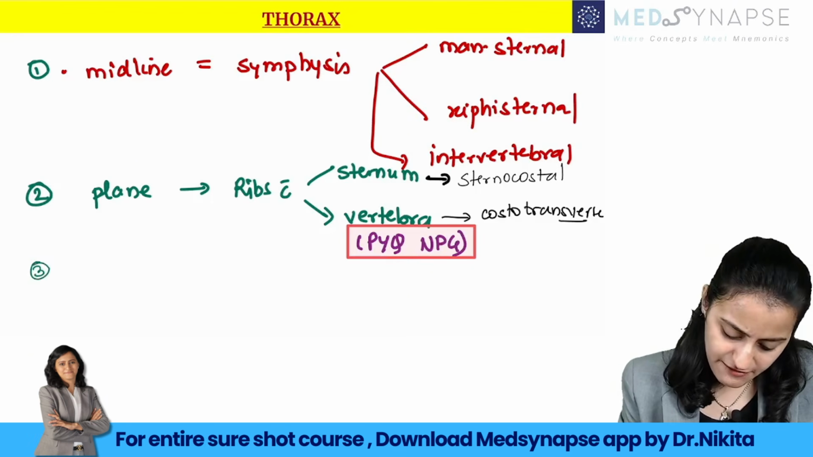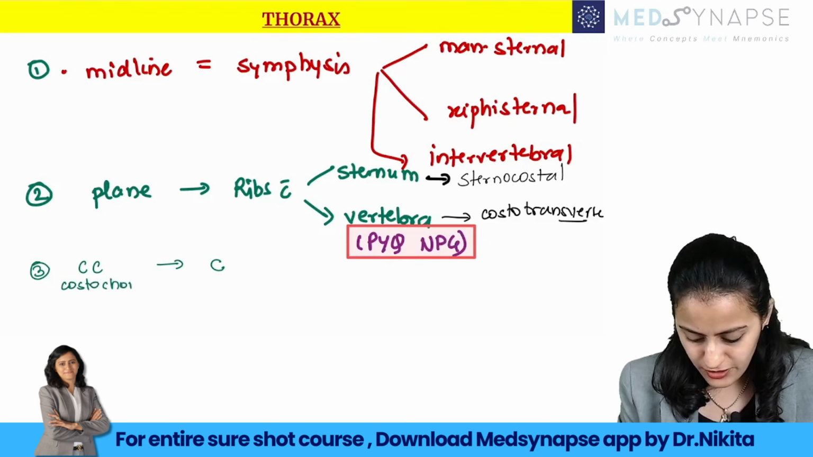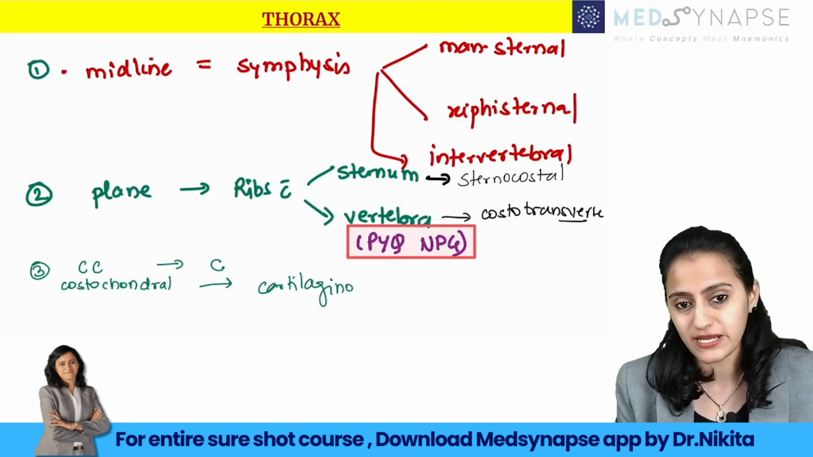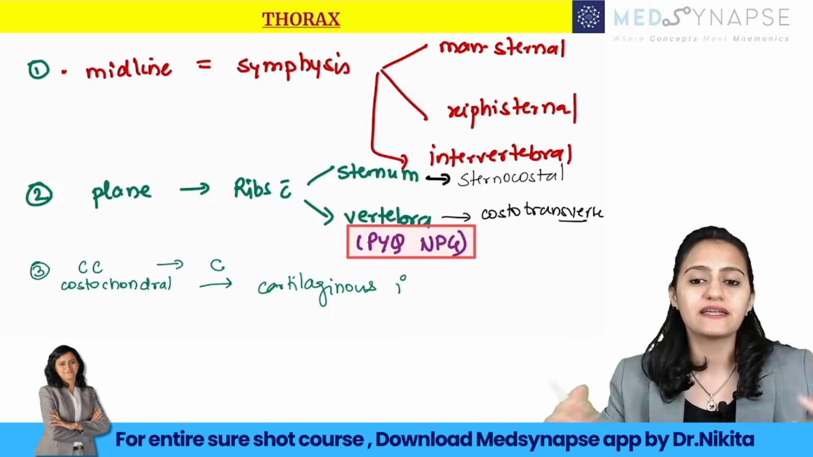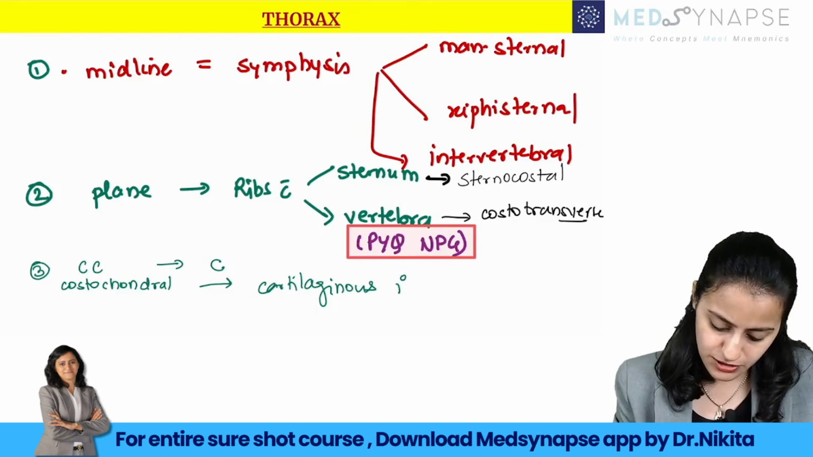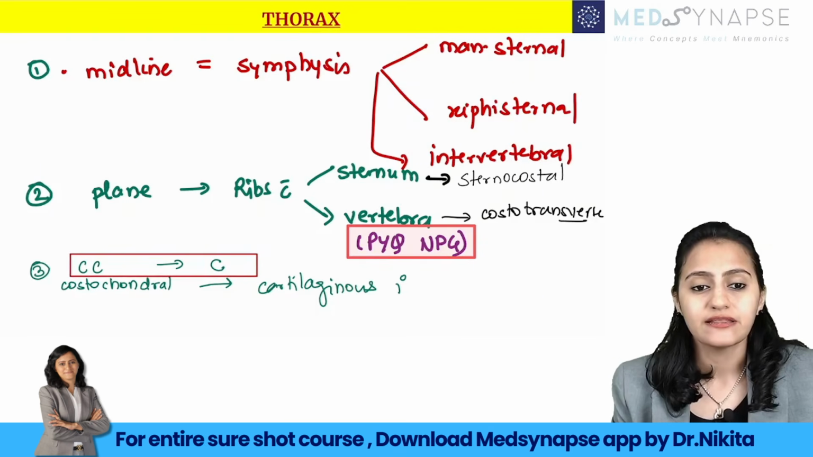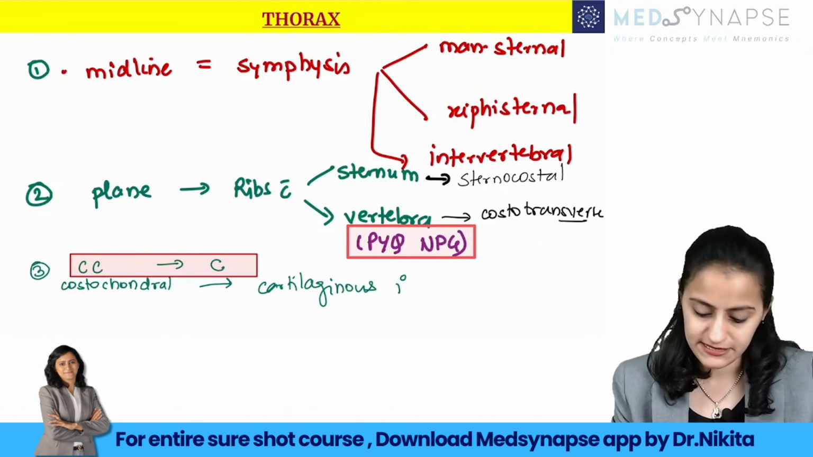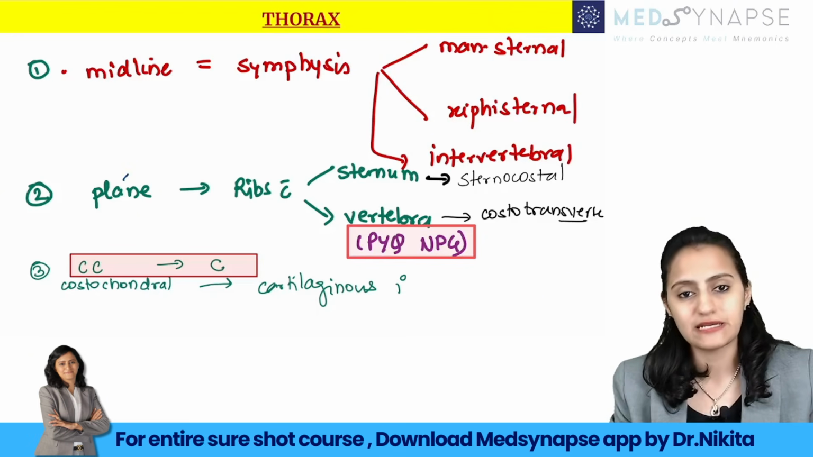Now, next one that you have, the CCC. The CC joint, that is the costochondral joint. The costochondral joint is a cartilaginous joint, that means it's a primary cartilaginous joint. So, the ribs articulating with the cartilage, right? The costochondral joint, CCC, is what you should remember here. So majority of the joints here, you have the plain synovial joints, you have the symphysis, and you have the primary cartilaginous joint.